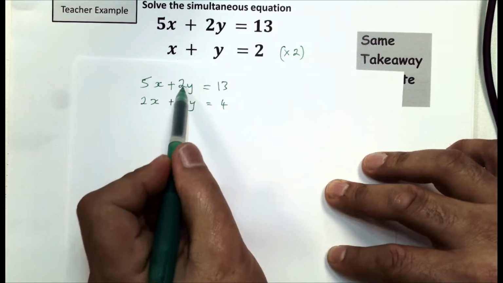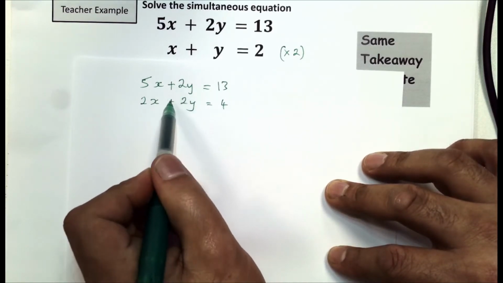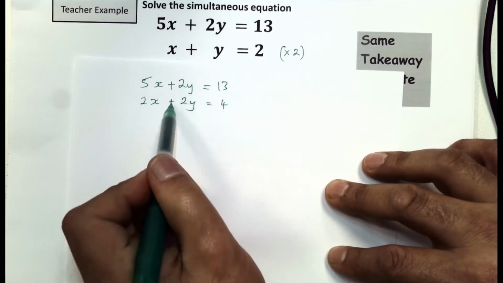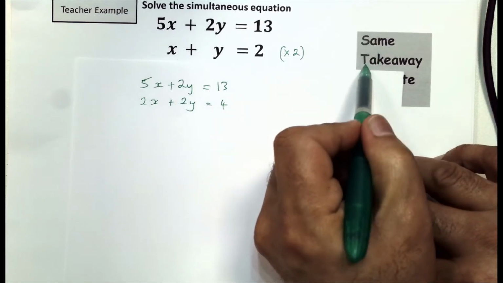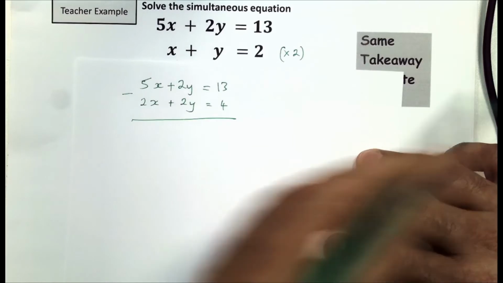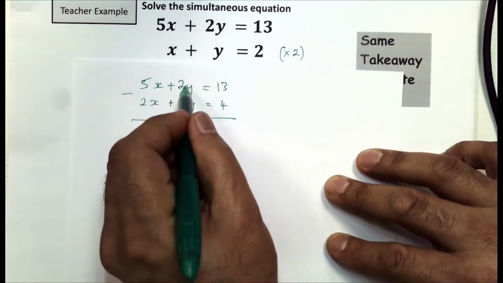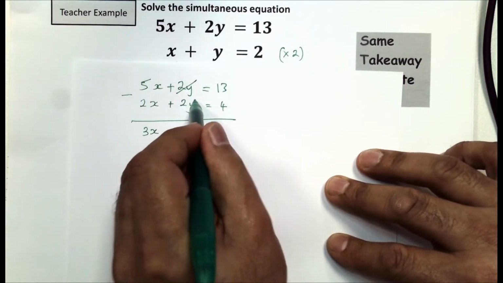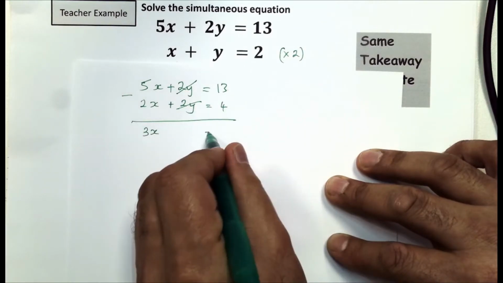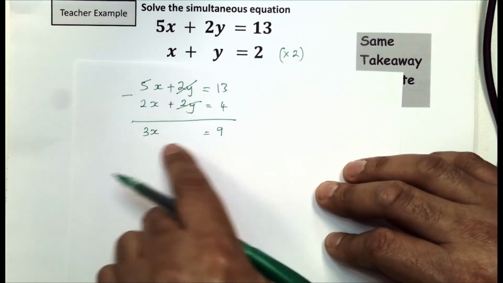So look at the two coefficients that are the same. The sign in front of these two terms are both pluses, so they're both the same. So therefore we are going to take away the two equations. So I'm going to subtract the two equations. So 5x take away 2x leaves 3x, 2y take away 2y, those two cancel out, 13 take away 4 equals 9. So at this stage I've eliminated one of the letters.